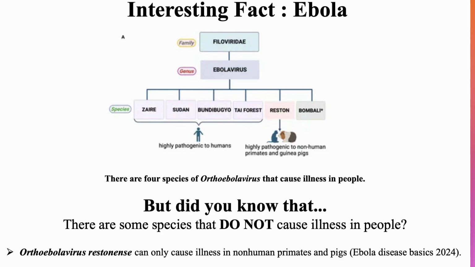Interesting fact, there are 4 species of Orthoebolavirus that cause illness in people. But did you know that there are some species that do not cause illness in people? The Reston virus can only cause illness in non-human primates and pigs, so humans are safe from the Reston virus.